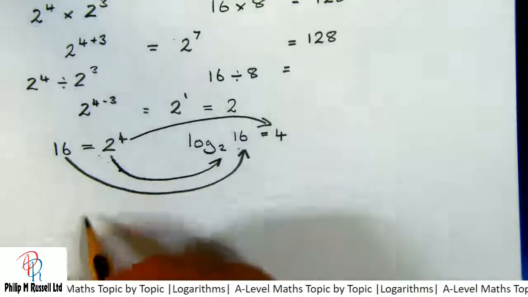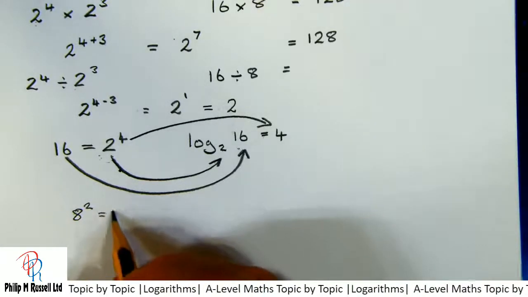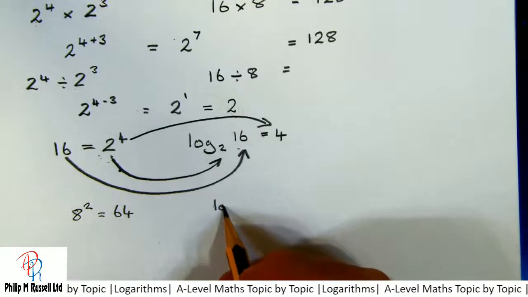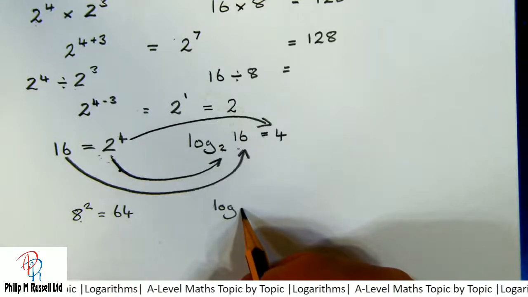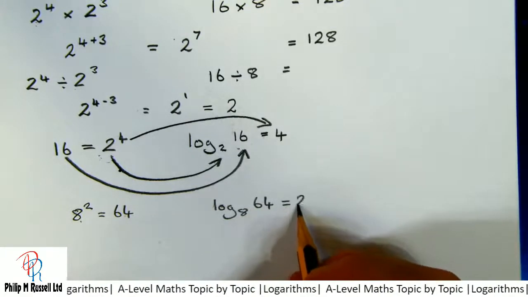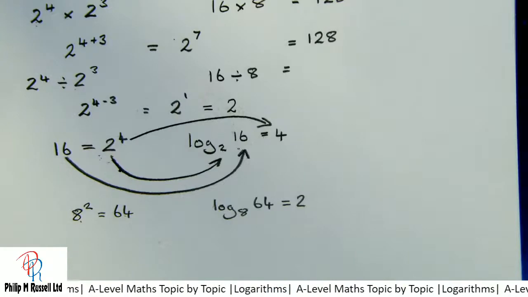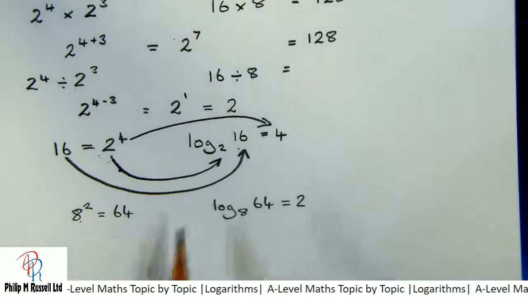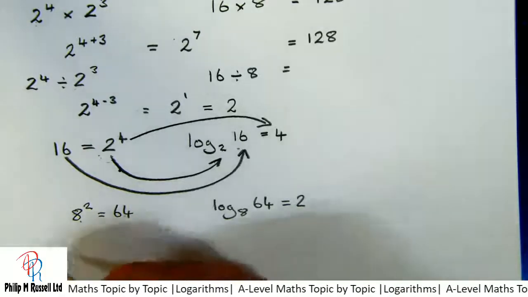So if I've got another number, and we'll choose 8 squared, and we know 8 squared is 64, 8 times 8, then we could write that as log to the base 8 of 64 equals 2. So they are equivalents. We could try any other one. We could do it the other way.